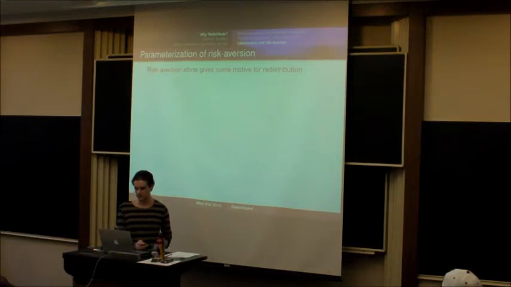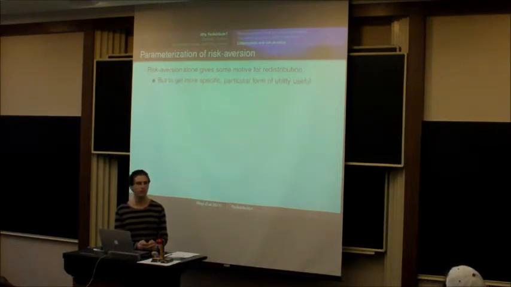But now let's just focus on the idea of how risk aversion, or the concave marginal utility of wealth, gives an incentive for redistribution. And to do that, it's useful to have a more specific form for the utility function, rather than just to say that it's concave. Because this will help us determine exactly how much redistribution is going to be optimal.